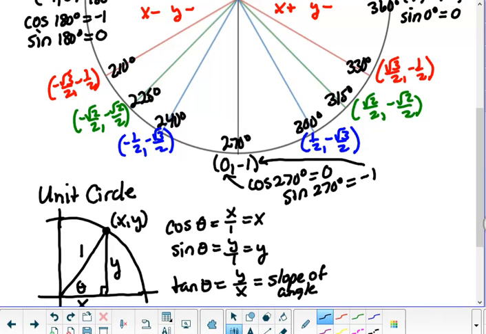Okay, so I can now find sine, cosine, and tangent of any angle, even if I can't draw a triangle. Now, for those of you who like to draw triangles, let me just show you something that might be helpful to kind of think about.